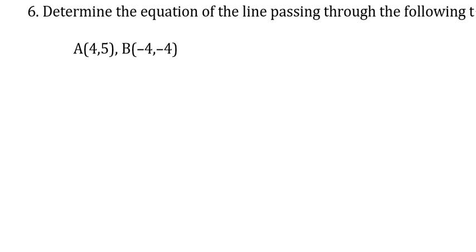Last one, determine the equation of a line passing through the following 2 points. So this is very much like the last question, but it's got an extra step because it doesn't give you the slope. So what do I have to do? Thomas? Very good. Find the slope.